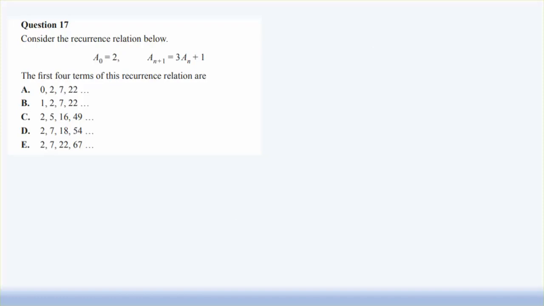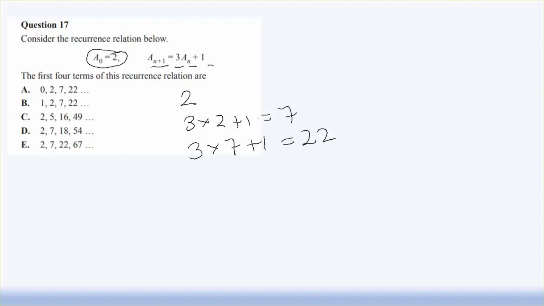Consider the recurrence relation below. The initial term is 2. The next term is 3 times the previous term plus 1. So the initial term is 2. To get the next term, 3 times the previous term plus 1, which is 7. To get the next term, it's 3 times the previous term, which is 7, plus 1, so 22. And the next term, 3 times 22 plus 1, 67. So our answer, 2, 7, 22, 67, E.